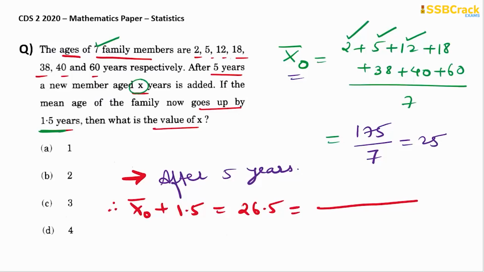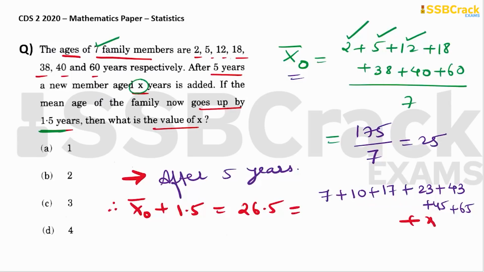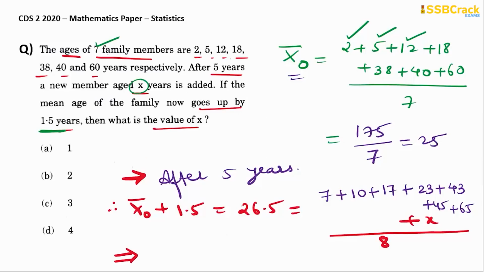So each age now I'll write. So it's 7 plus, then we have 10 plus, we have to take then 17 plus 18 plus 5 will be 23, plus then we have 43, right? Then we have 45 plus 65 to go with, right? And now these ages need to be added with the age x also, and this will be divided by how many people now? Total family members will be 8 in number. So you have to just now calculate the value of x here.